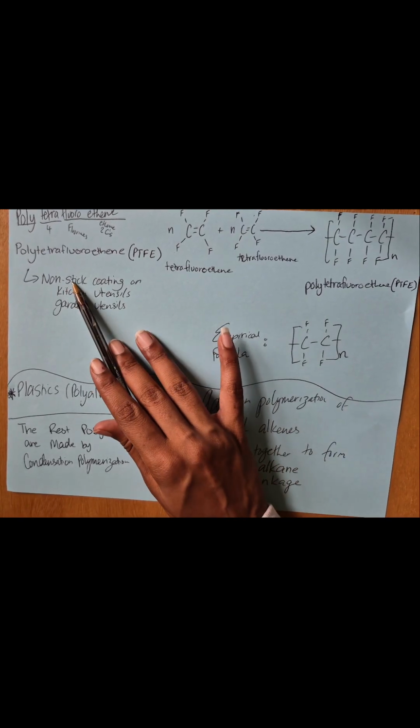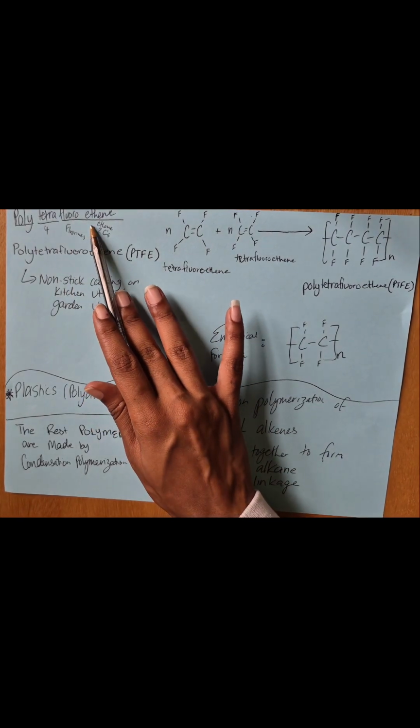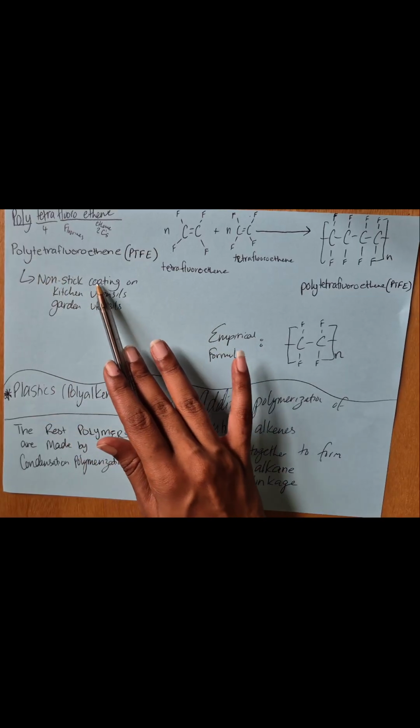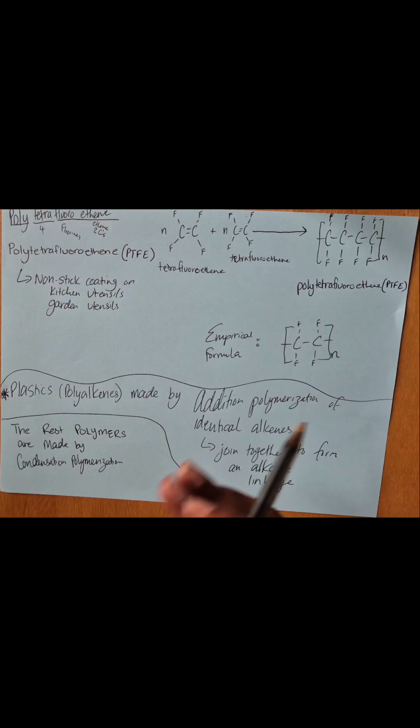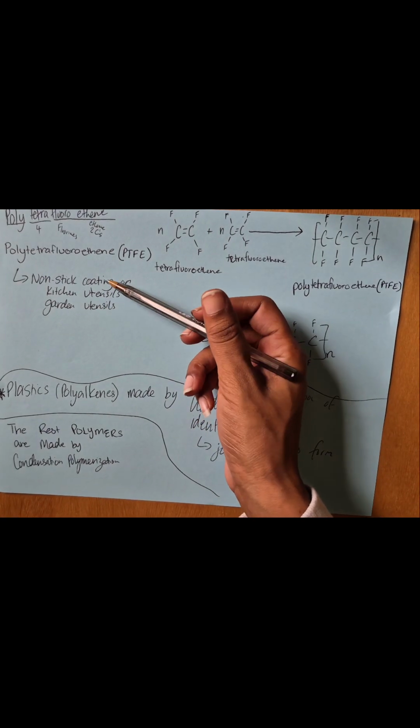Don't forget your n to say it's many. And what is PTFE used for? PTFE is the plastic that's used to make the non-stick coats. So when you coat your frying pans and your pots, your non-stick pans, your non-stick kitchen utensils, and your non-stick garden utensils, those are made from polytetrafluoroethene.